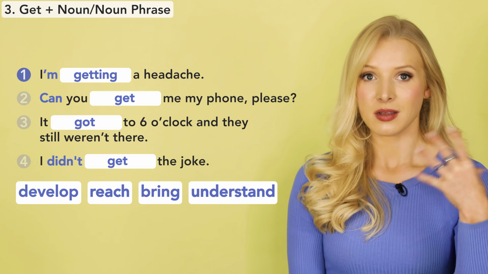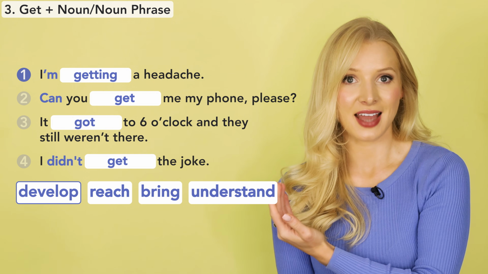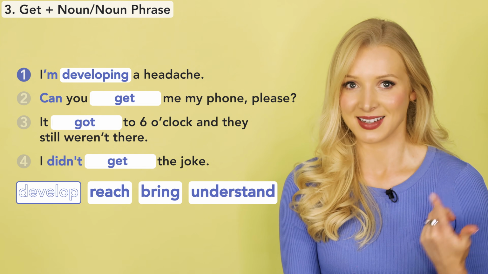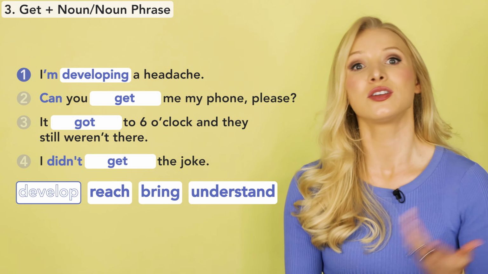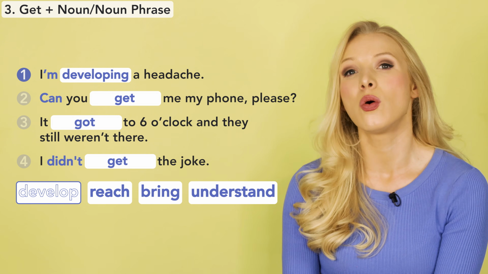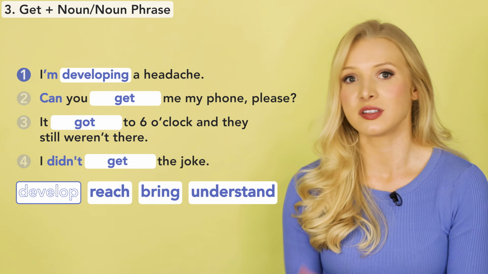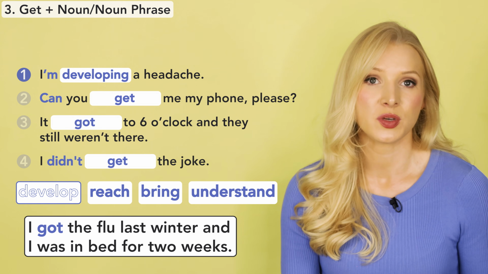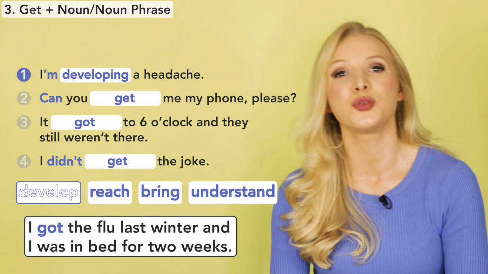Number 1, develop. I'm getting a headache. I'm developing a headache. We often use get to talk about having an illness or an illness starting. For example, I got the flu last winter and I was in bed for 2 weeks.